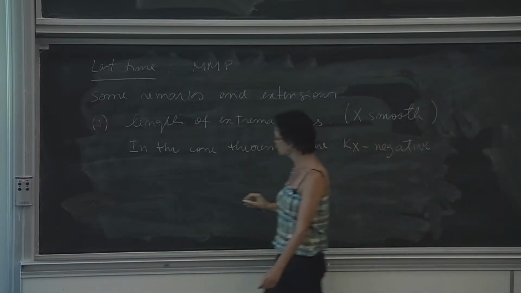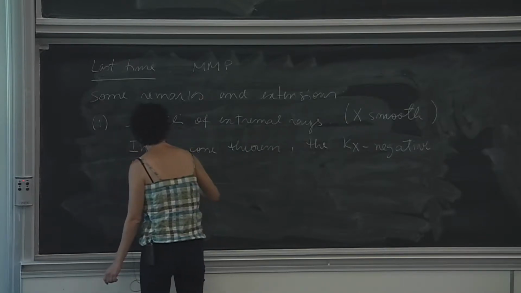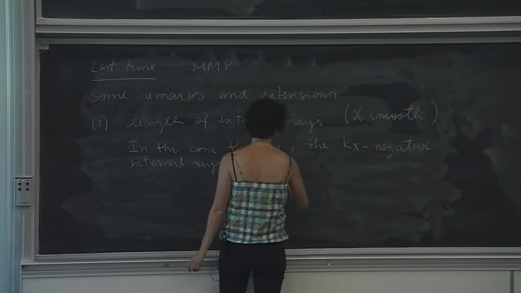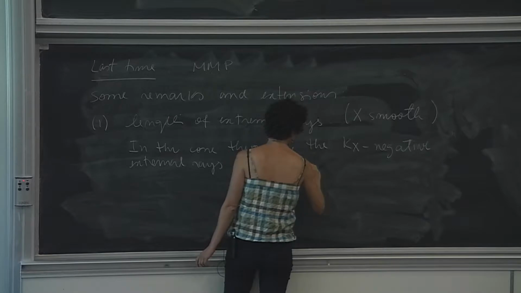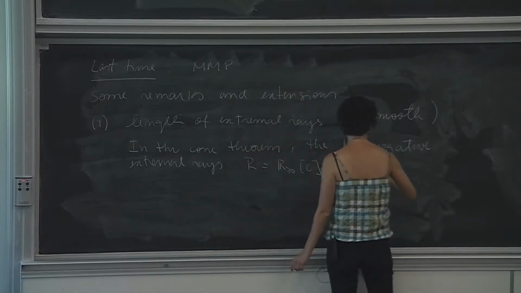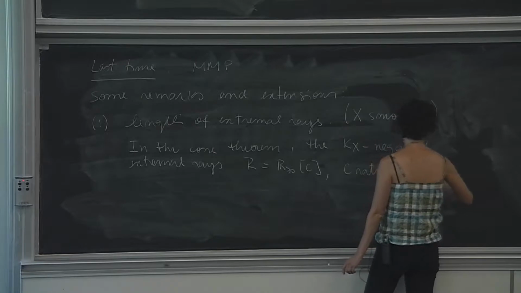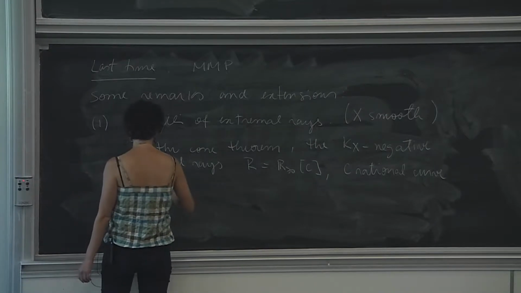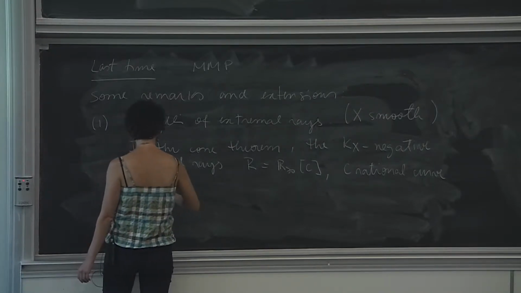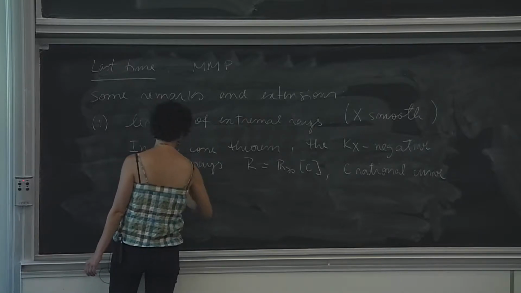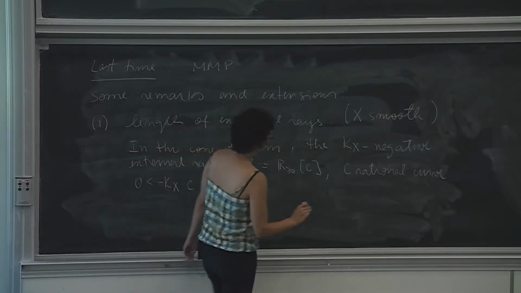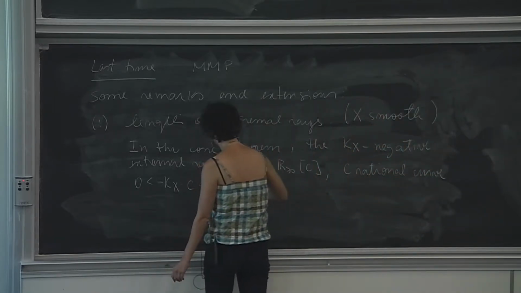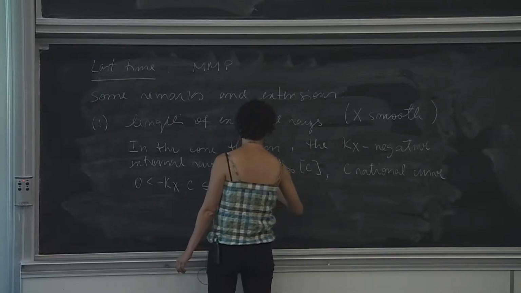the K-negative extremal rays were generated by rational curves C with anticanonical degree bounded by the dimension plus 1. So let's say X smooth of dimension n, and the bound here is n+1.